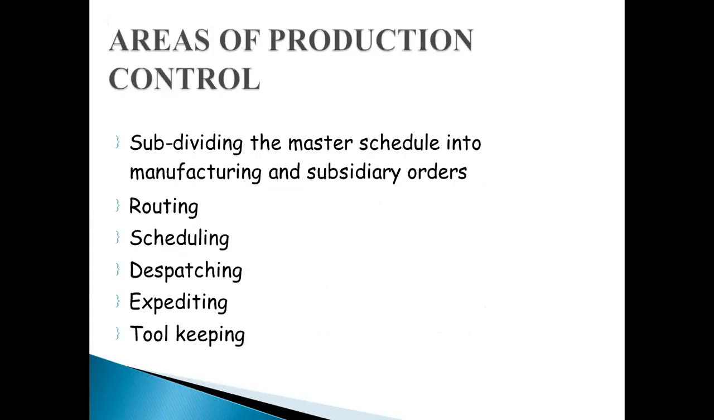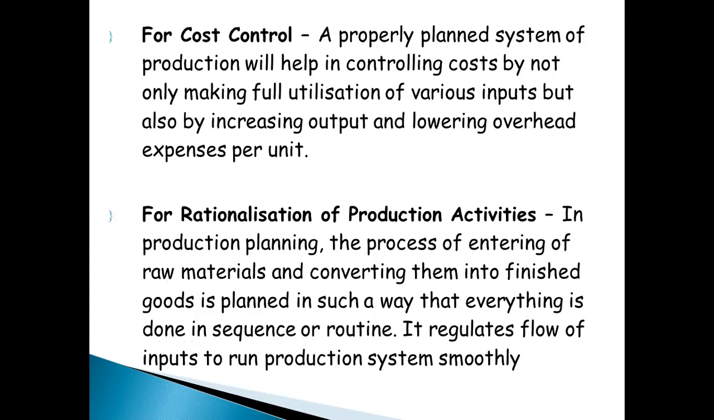So what are the areas of production control? This is a very important topic under PPC. We have to first make a master schedule. After making a master schedule, we have to segregate it into manufacturing schedule and subsidiary orders. Then routing, scheduling, dispatching, expediting, and tool keeping, we will discuss later about these areas of production control. So for cost control, we need PPC. For rationalization of production activities, we need PPC.